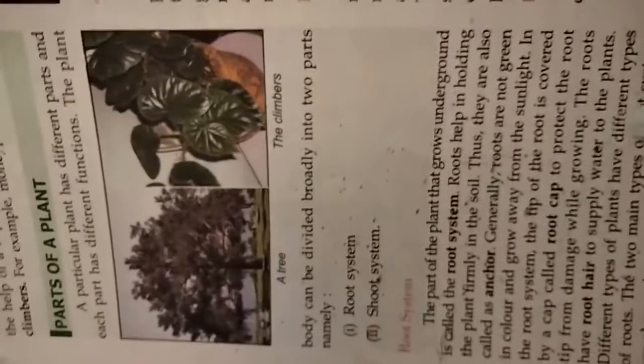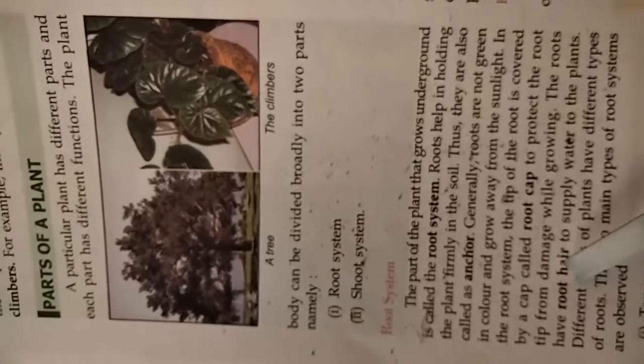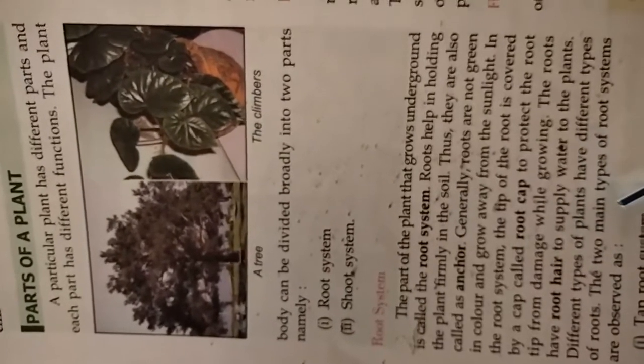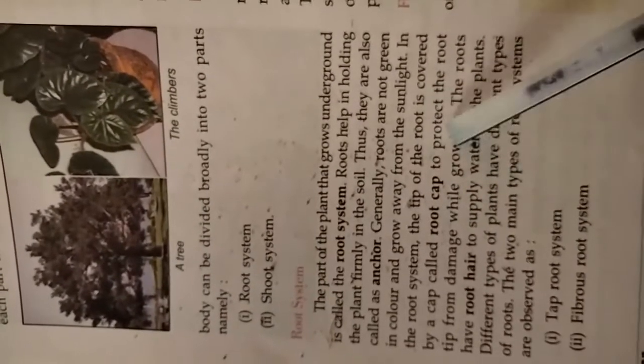Then we have the root cap. It protects the root as it grows, and sits on top of the root. I already showed you that one. Then we have root hair. The small roots are called root hair, and they supply water to the plant.